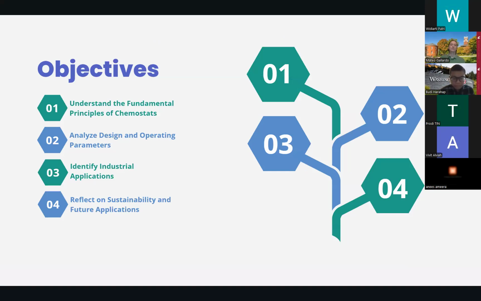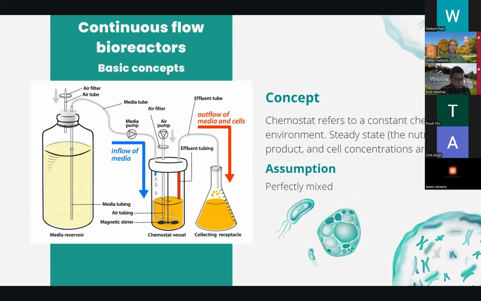So the objectives of the lecture are to understand the fundamental principles of chemostats, analyze design and operating parameters, identify industrial applications, and reflect on sustainability and future applications. So, continuous flow bioreactors. The concept is to have a reactor with the concentration of product, cells, substrate, and chemical properties constant over time. The assumption is that it is perfectly mixed. That is the most important assumption.